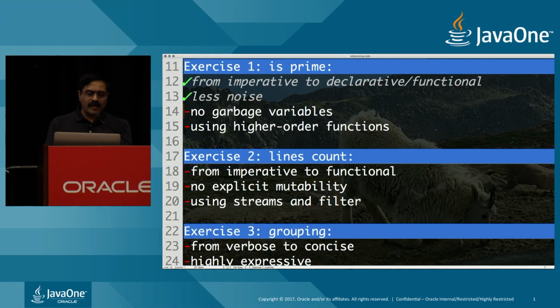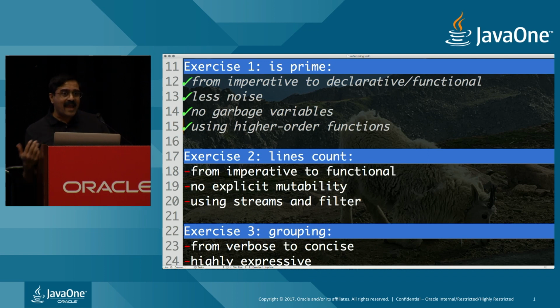So that's less noise, no garbage variables. The divisible was a garbage variable. We're not introducing unnecessary variables here. And of course, we used higher order functions. We're passing a function to the function, which is the noneMatch function. So that really helped us quite a bit here.